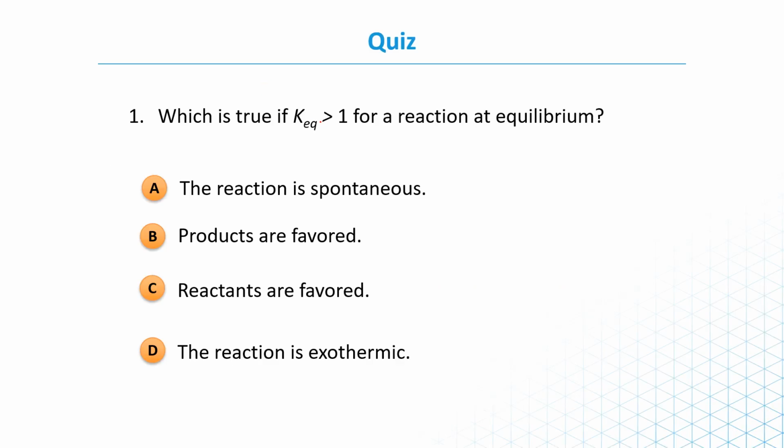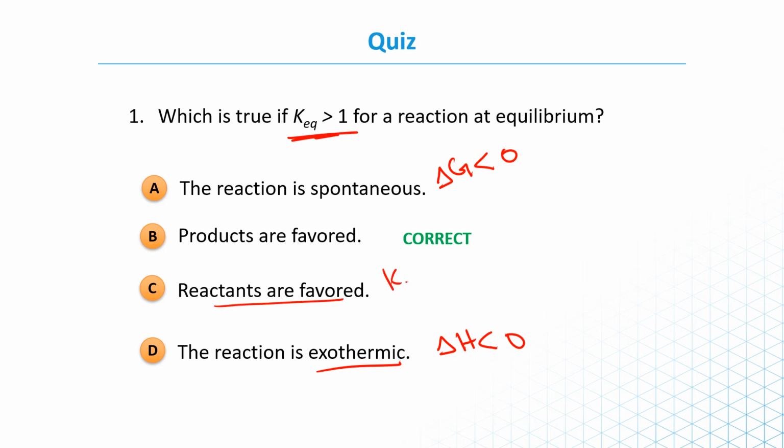So which is true if K equilibrium is more than 1? Remember, I told you if it's more than 1, then products are favored. Reaction is spontaneous. This is delta G negative. Reaction is exothermic. This is delta H negative. Reactants are favored. This is K equilibrium less than 1. Okay?